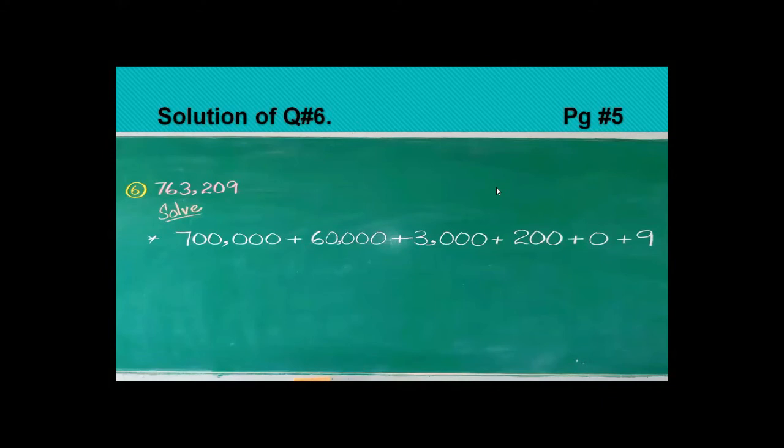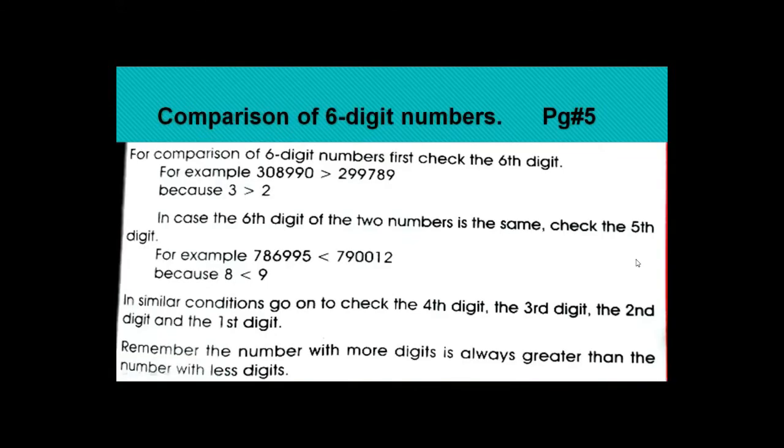Our next topic is comparison of 6-digit numbers. Page number 5, page number 3 of your book. Here you see, for comparison of 6-digit numbers, first check the 6-digit number. Always start reading from the right side. Units, tens, 100, 1000, 10,000, lakhs. Units, 10, 100, 1000, 10,000, lakh or 100,000 the international way. So first of all, we have to see the 6-digit numbers.